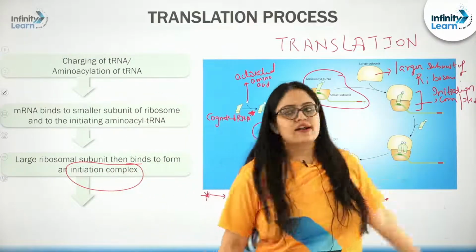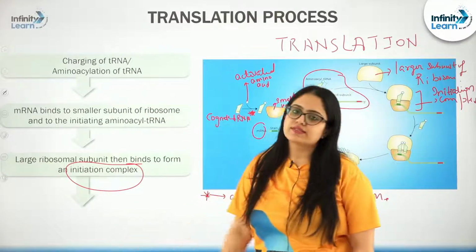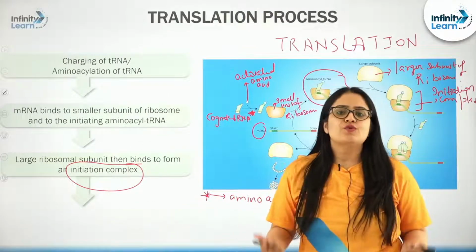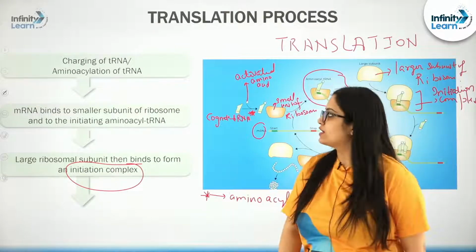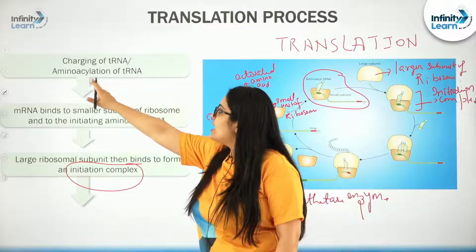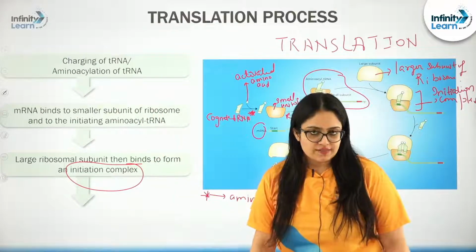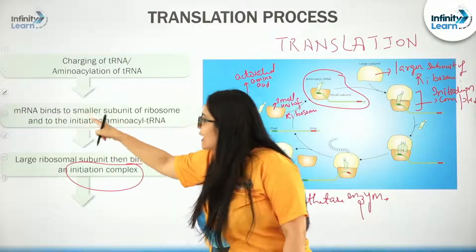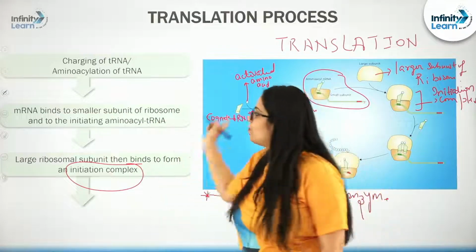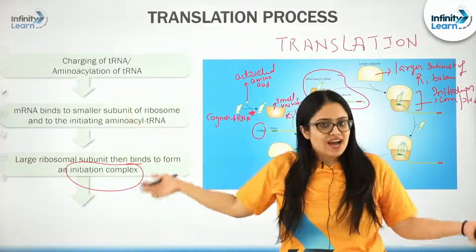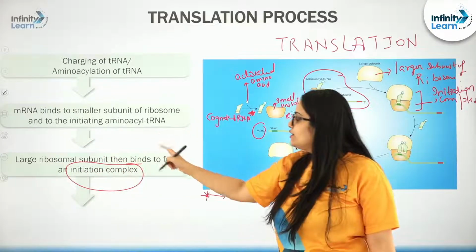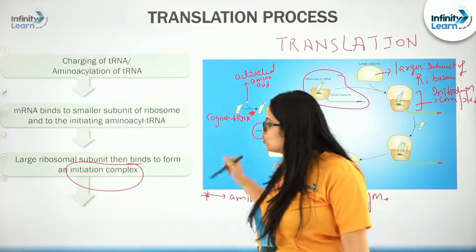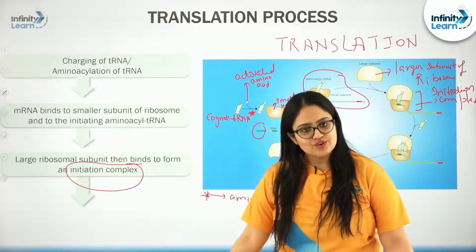So, till here I have mentioned in points on this slide. Let me read out for you, but I have already explained everything when I was explaining this part. So, charging of tRNA or aminoacylation of tRNA will happen. Secondly, mRNA binds to the smaller subunit of the ribosome and to the initiating aminoacyl tRNA. Finally, the large ribosomal subunit then binds to form an initiation complex.